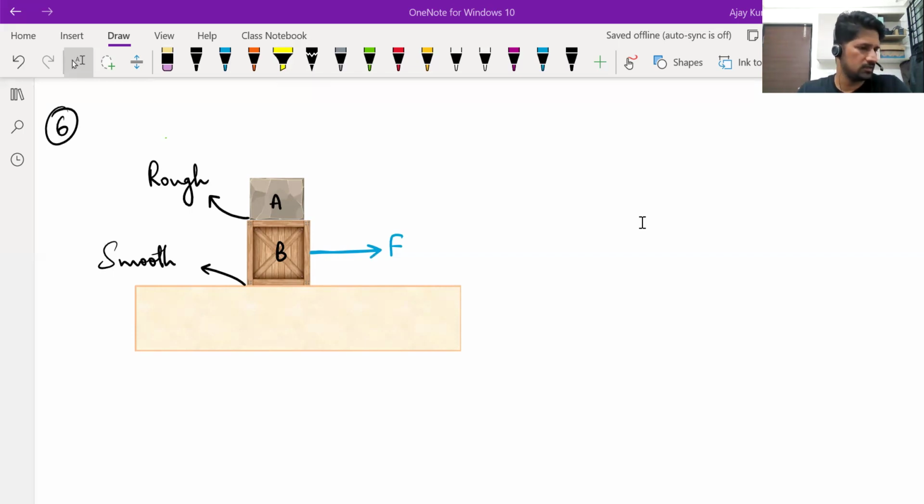I want you all to try this. Keep one book on the table. On top of that book, you keep another book or a mobile phone or whatever it is. Just arrange two objects one on top of another and pull the lower object. Observe and tell me what happens. I'll give you 2 minutes.